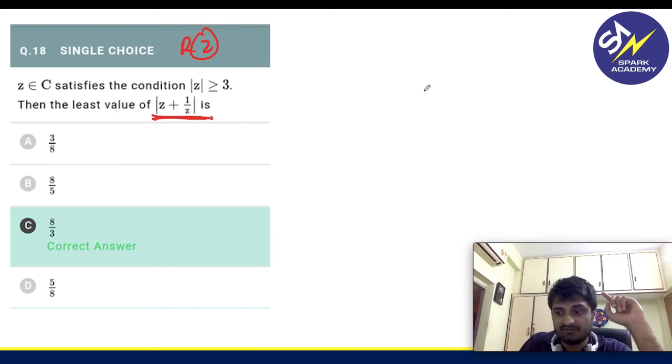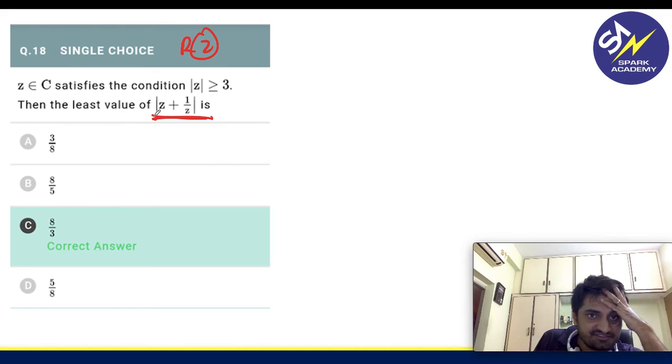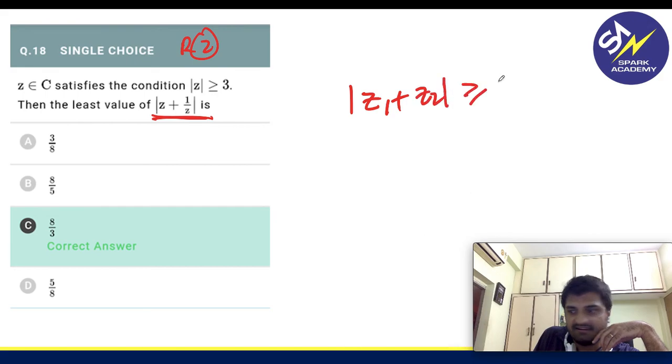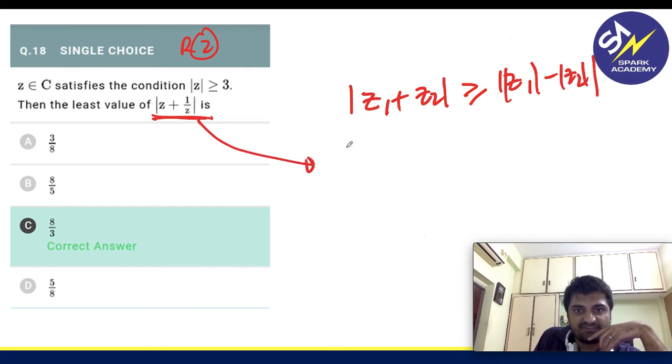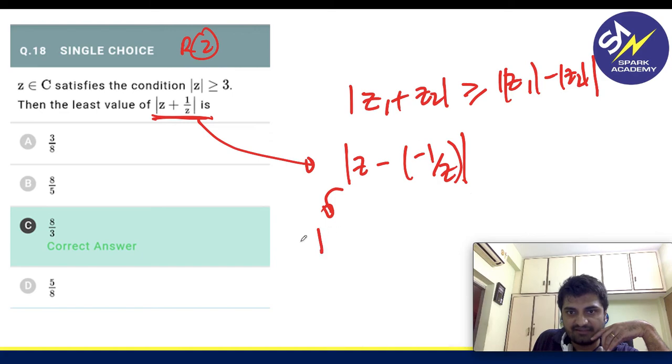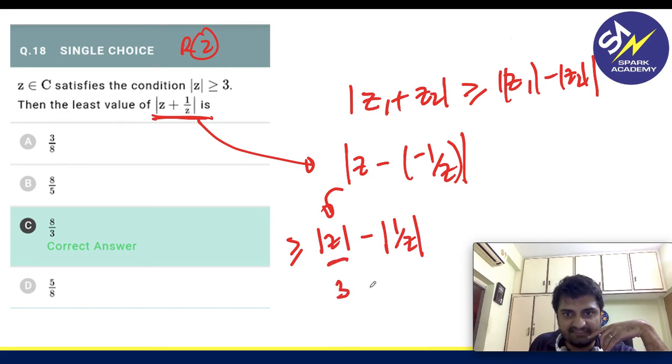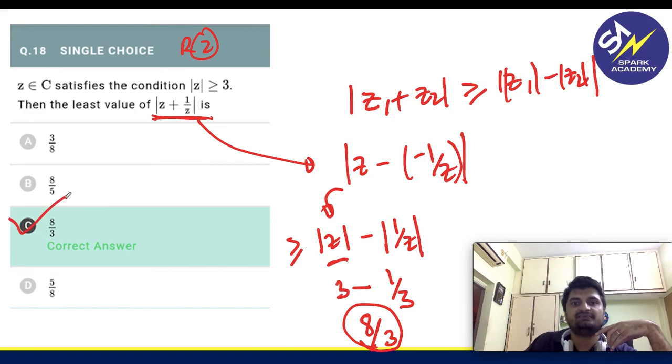Now this one, guys, is a complex number based question. Very simple again. Z plus 1 by Z they have asked. So you know the inequality: mod of Z1 plus Z2 is greater than or equal to mod Z1 minus mod Z2. So Z plus 1 by Z, can I write it as Z minus of minus 1 by Z? So this I can call greater than or equal to mod Z minus mod of minus 1 by mod Z. Correct? So this will be 3. 1 by Z will be what? 1 by 3. 3 into 3 is 9, minus 1 by 3, 8 by 3. C option is the answer.